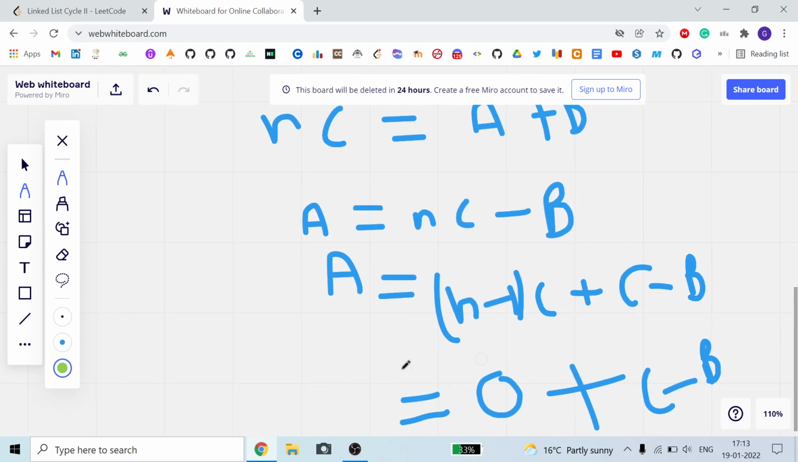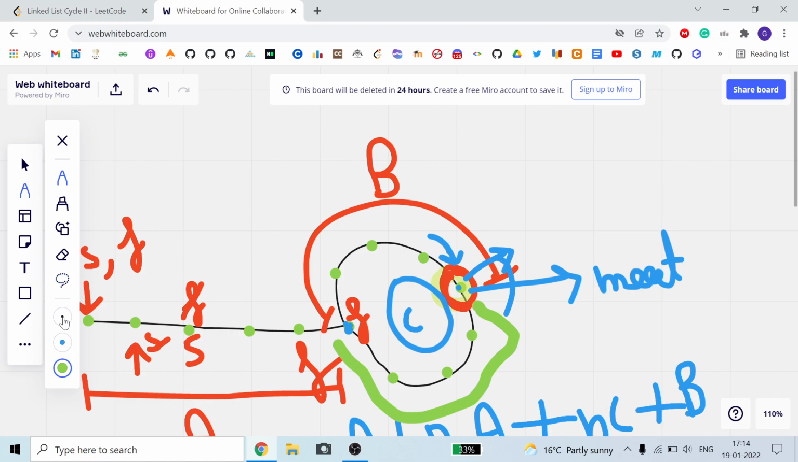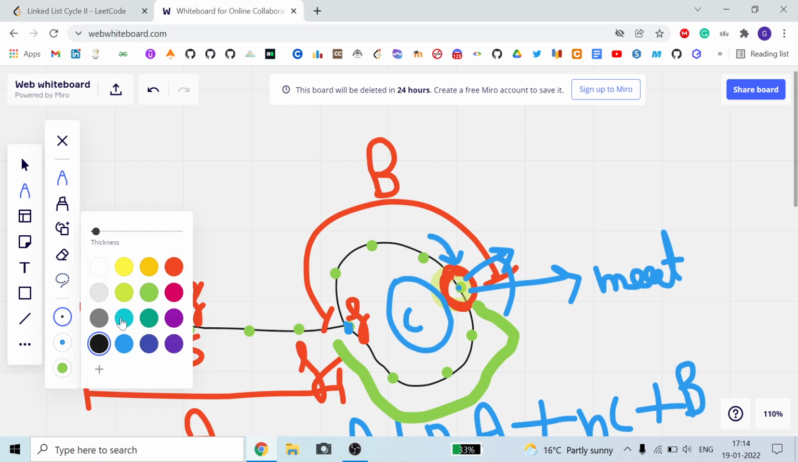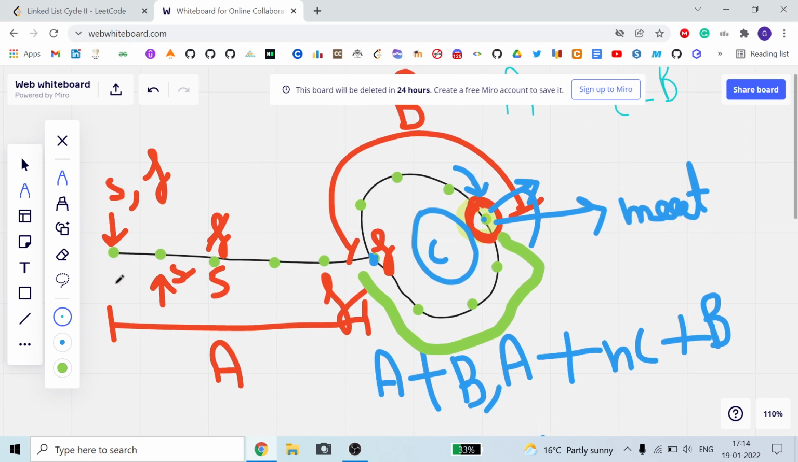So you can see I am writing it here like this. Our A is equal to C minus B. And what is our A? Our A is this distance. And what is our C minus B? Our C minus B is this distance.